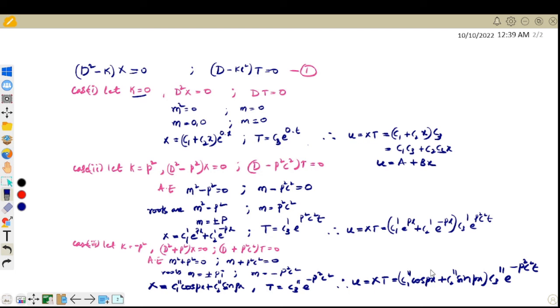These are the various possible solutions of the one-dimensional heat equation.